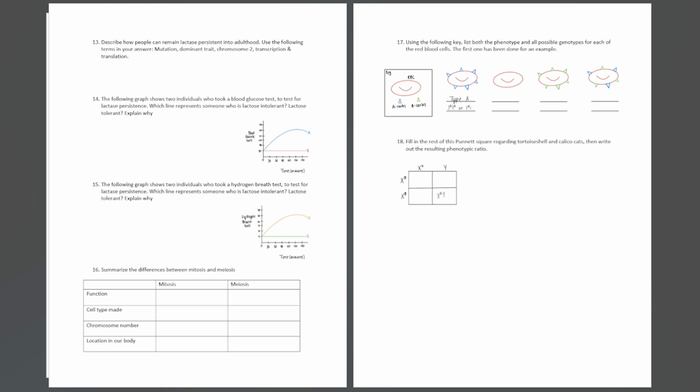So, number 13. Describe how people can remain lactose persistent into adulthood. So we have to learn what that means first. Lactose persistence is the same as lactose tolerance. So how do adults remain lactose tolerant throughout adulthood?